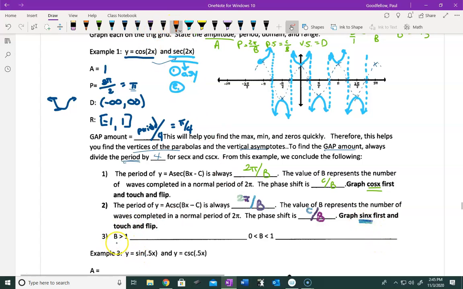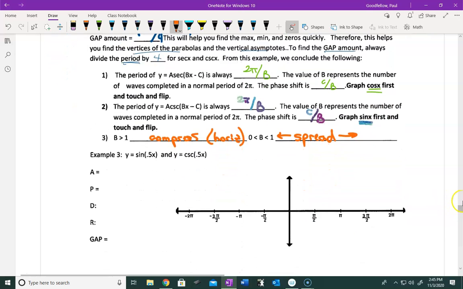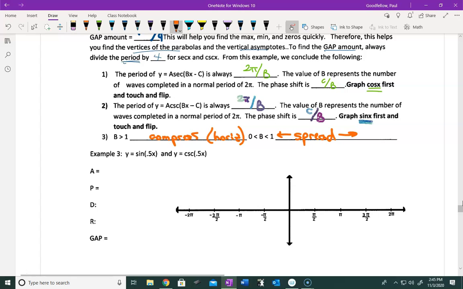Now, if it turns out that you have a b value that's greater than 1, that's going to compress the graph horizontally. But if it's less than 1 or greater than 0, it's going to expand or spread the graph. I don't know if that's the right word for it. Spread the graph outwards, and you're going to get more out of that particular period and fewer waves, but more length out of it. That's probably the better way to state it.